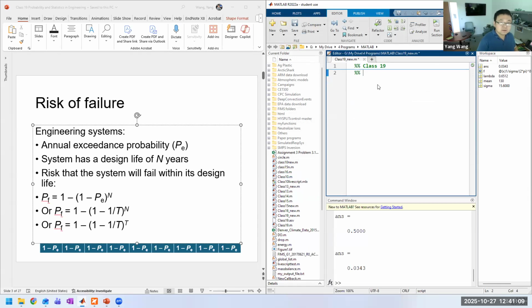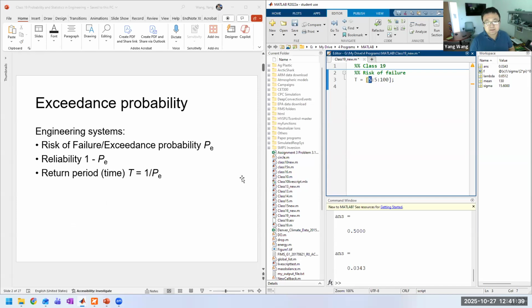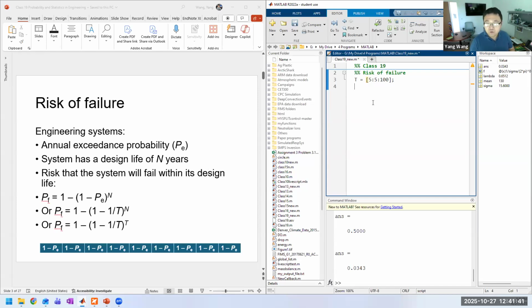The first one is about the risk of failure, right? So we can define this design life, right? We can define it as, let's say, starting from 5 years and separated by 5 years into 100 years. Of course, a shorter design life is going to have a higher exceedance probability, right? So basically, it means that the system is going to fail more, right?